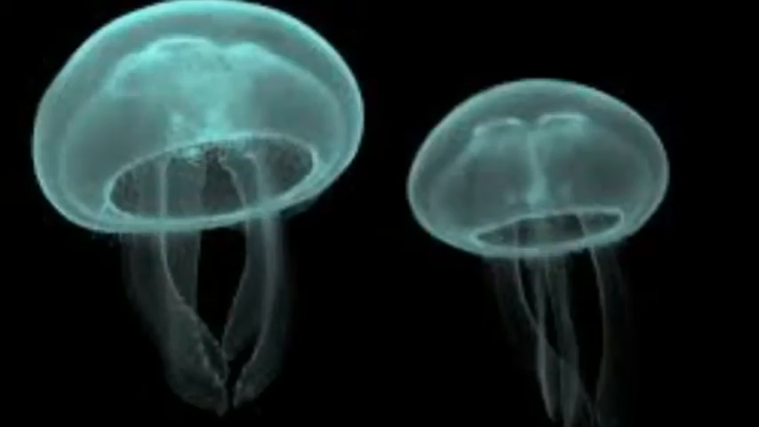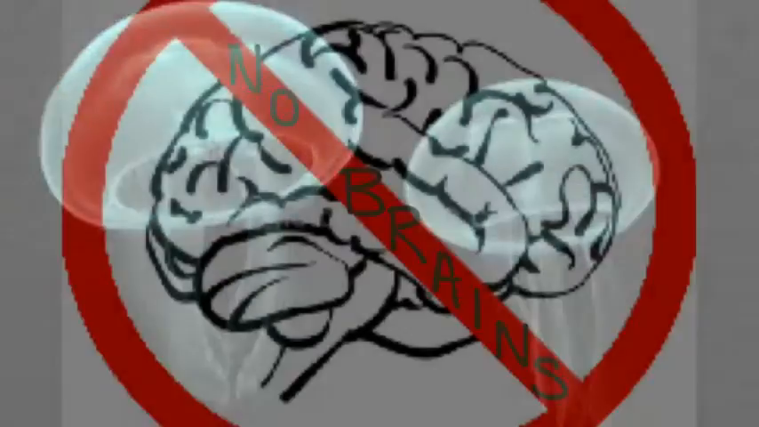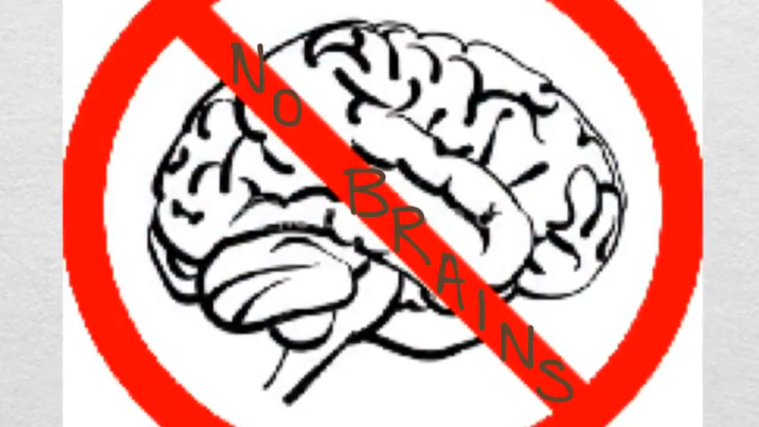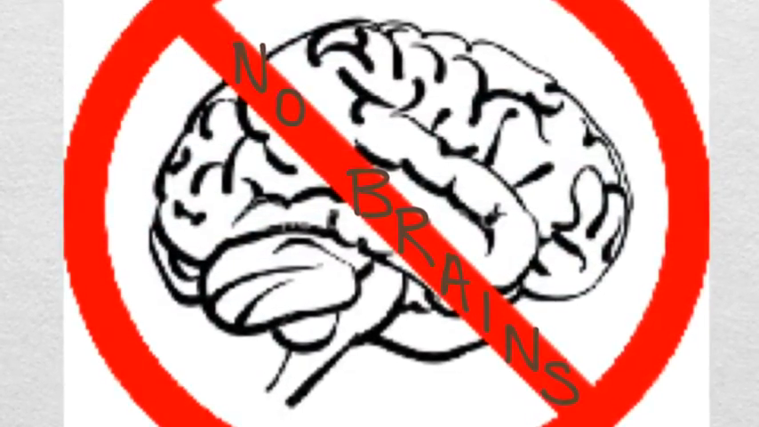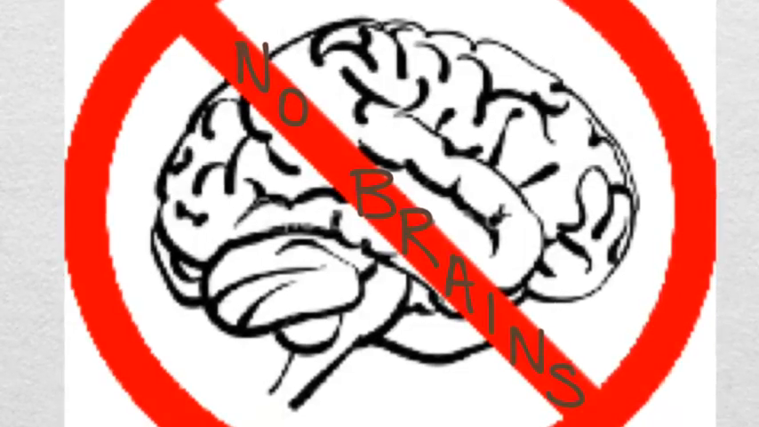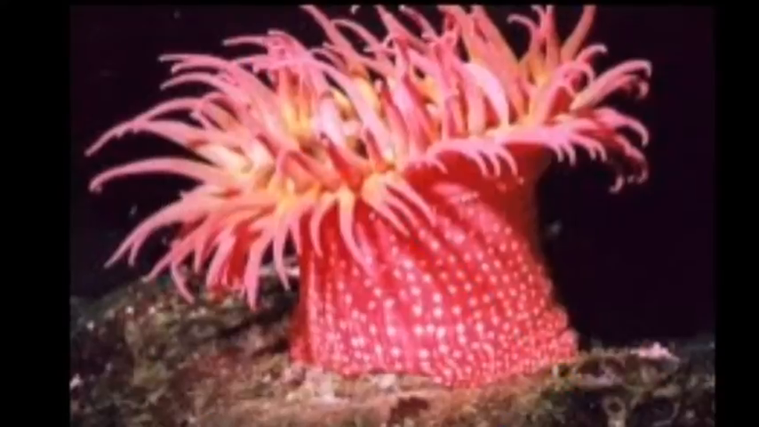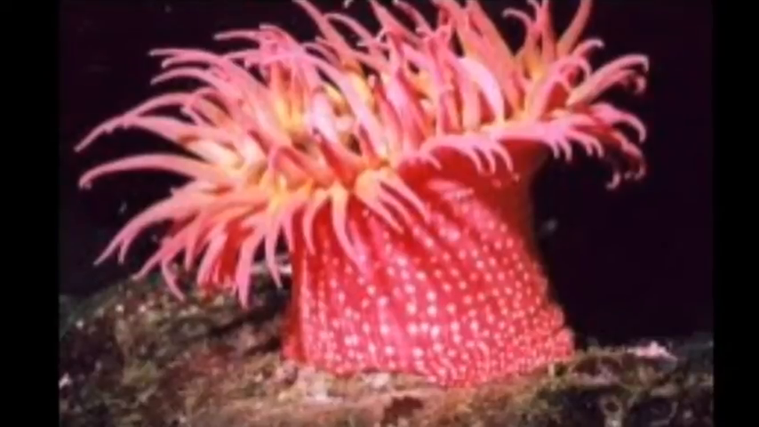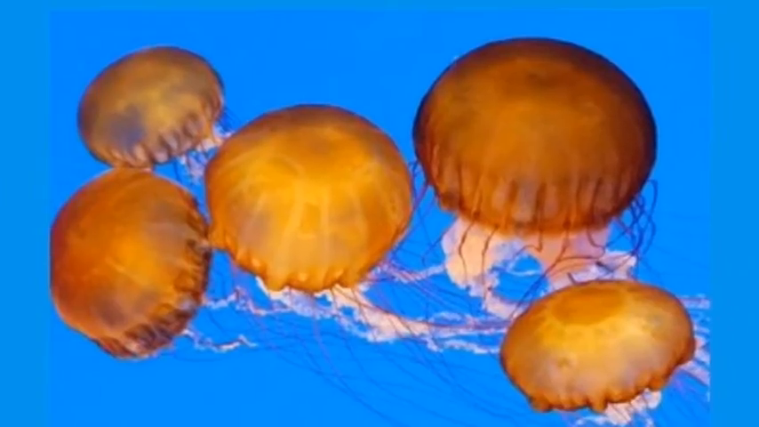Scyphozoa includes jellyfish. Most organisms in this phylum have no brains, so their movement is coordinated by a nerve net. They reproduce asexually through budding and sexually by producing gametes.